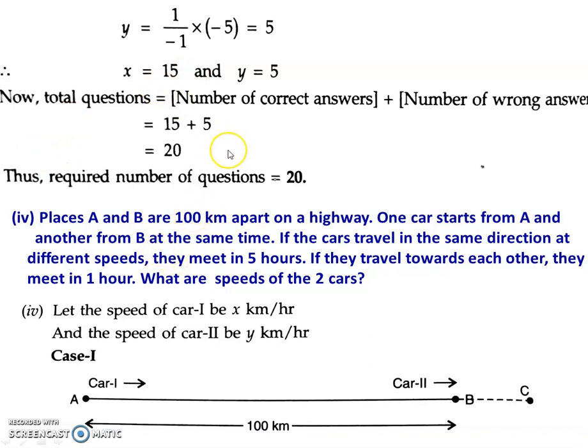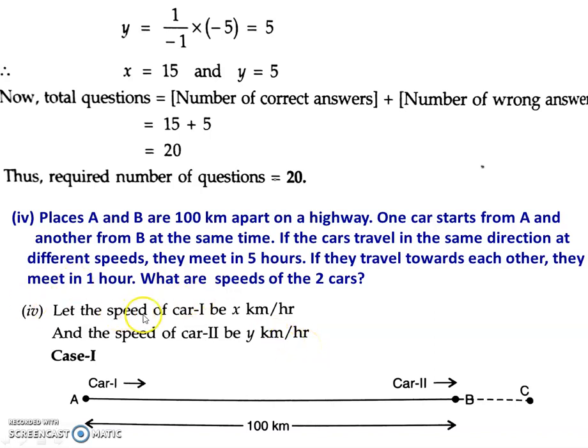Now, the next one, places A and B. Now this is an important question. Places A and B are 100 km apart on a highway. One car starts from A and another from B at the same time. If the cars travel in the same direction at different speeds, they meet in 5 hours. If they travel towards each other, they meet in 1 hour. What are the speeds of the two cars?